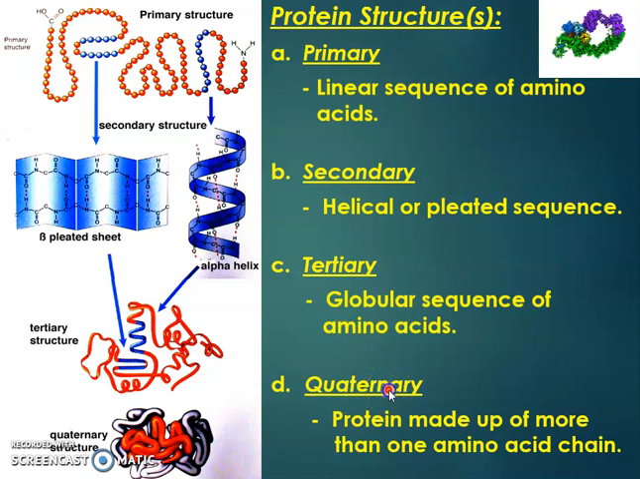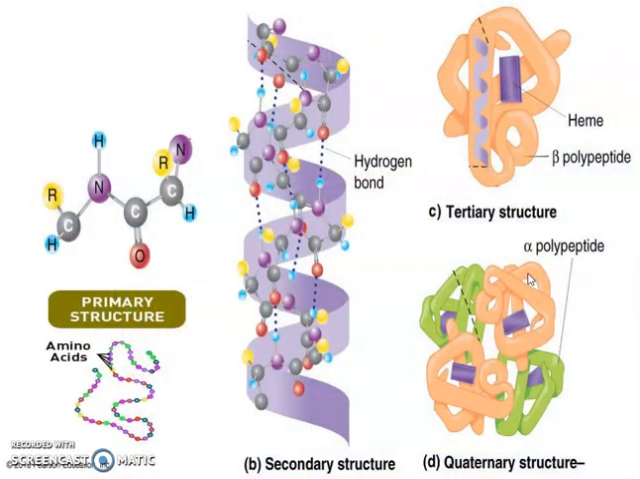Quaternary would be when you have multiple globular sequences that all connect together. So in this diagram down here, you can see a red globular sequence, a purplish one here, as well as a white one over here. So you have three tertiary sequences all combined together to make one gigantic protein, and that's what we refer to as quaternary structure.